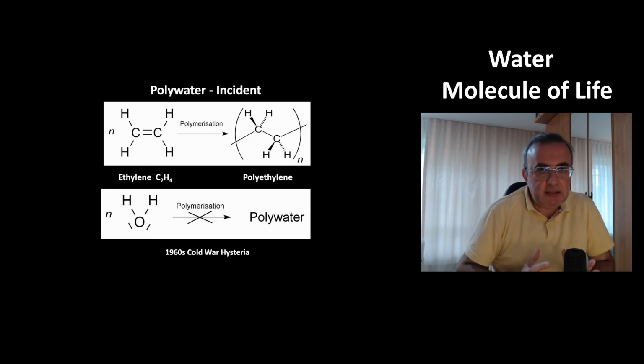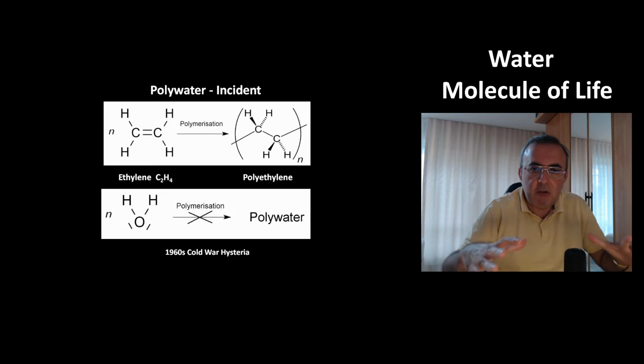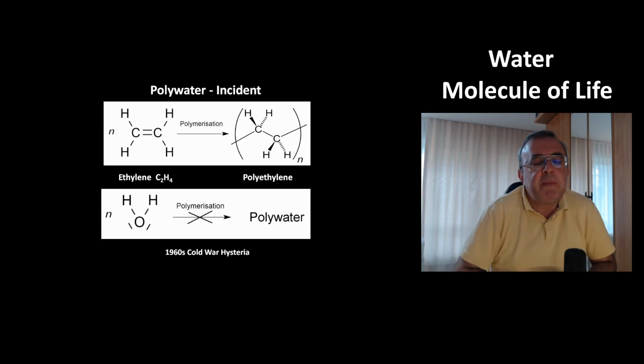There was an incident in the 60s during the Cold War. This was the Polywater. Somebody started a rumor that the Russians or the Soviets had made Polywater, and that started a run among scientists. Several people claimed that they had also made Polywater. And another scientist even warned that we should not put Polywater in the environment because it would infect all other water and turn it into Polywater.